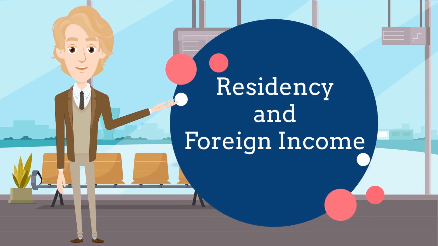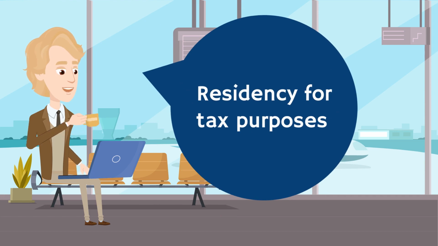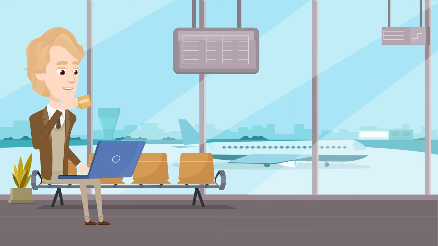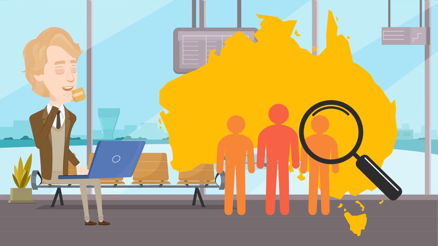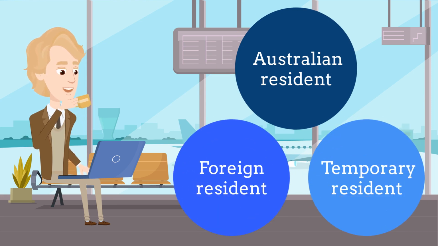Today, we will be looking at residency and foreign income. An understanding of your residency for tax purposes is important to ensure you make accurate disclosures to the Australian Taxation Office. There are instances where a person may be considered a resident for tax purposes even though they are not an Australian citizen or permanent resident for immigration purposes. People will generally fall into one of three categories: Australian resident for tax purposes, foreign resident, and temporary resident.